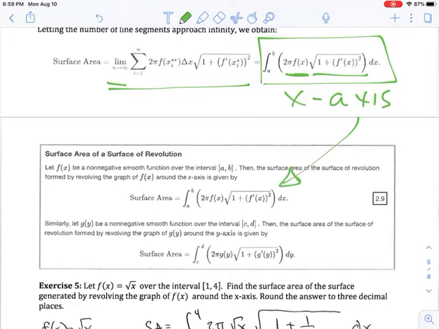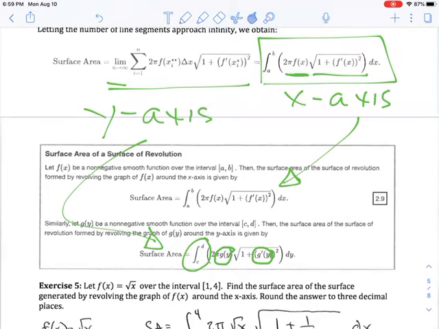If we were rotating it around the y-axis, then we go to that formula down there. Same exact formula, except that c and d are bounds on the y-axis. You have g of y here and g prime of y here. So that's your function x is equal to some function of y, rather than y is equal to some function of x. Other than that, the formulas are the same. So let's do an example.